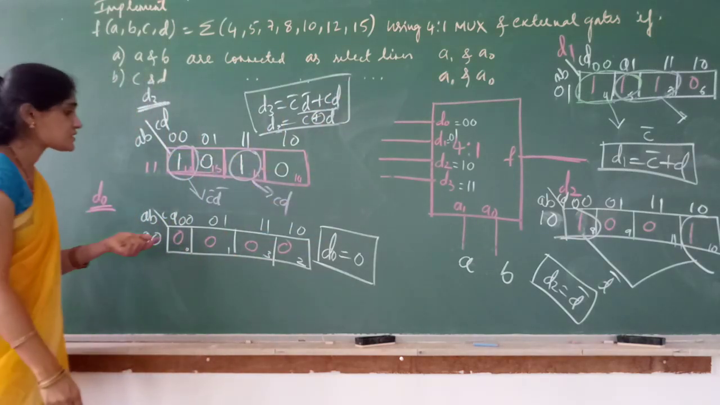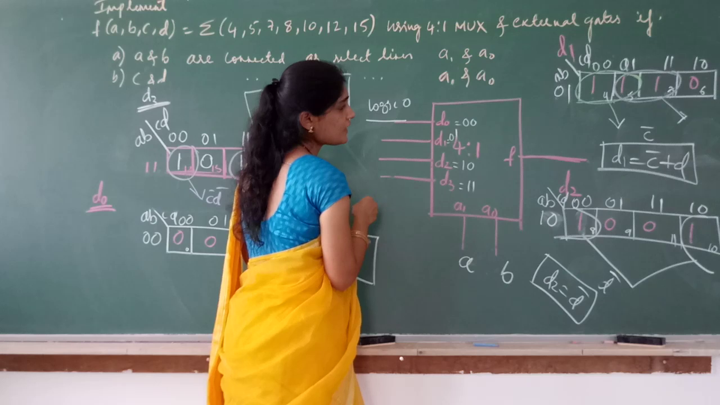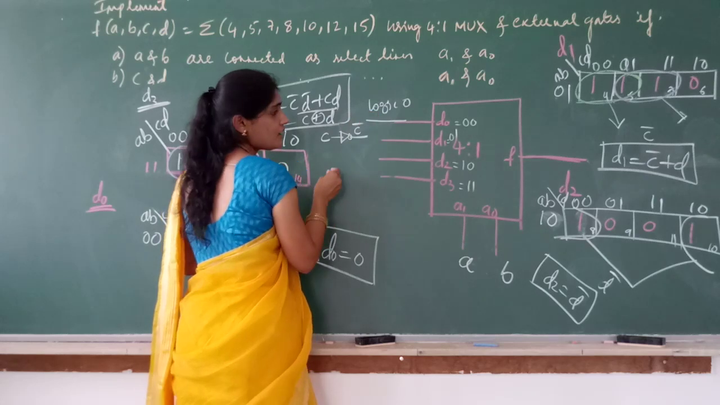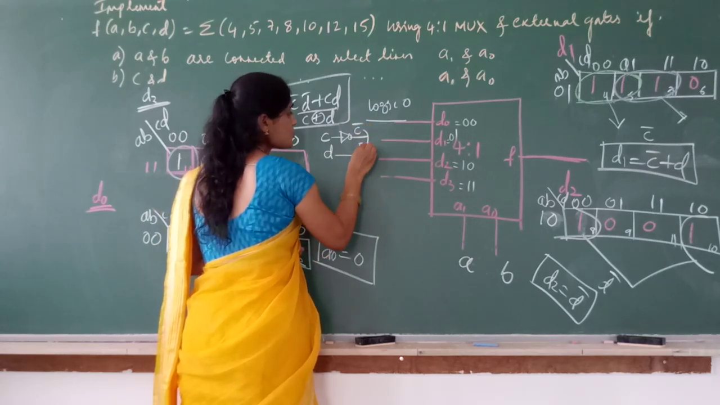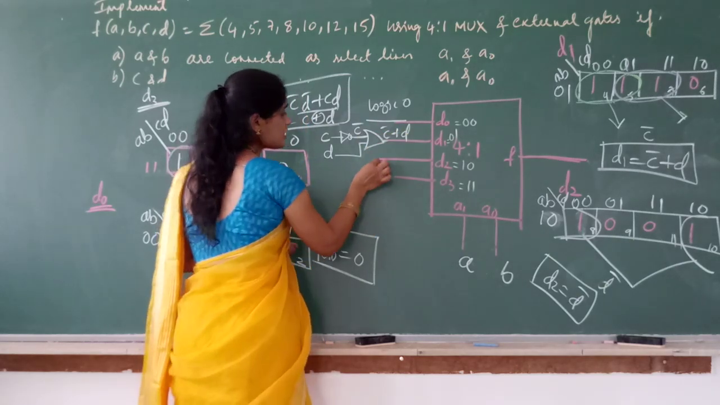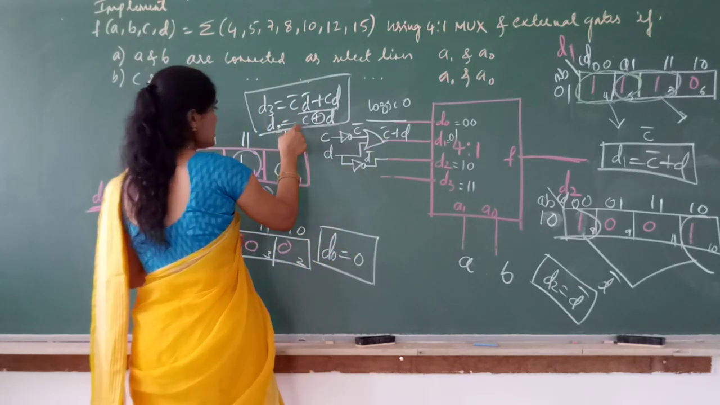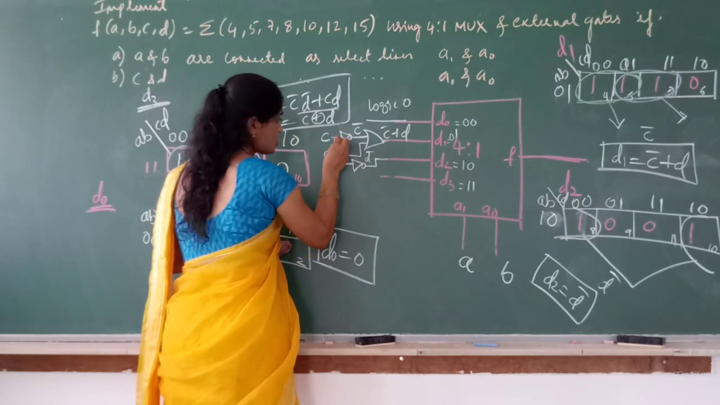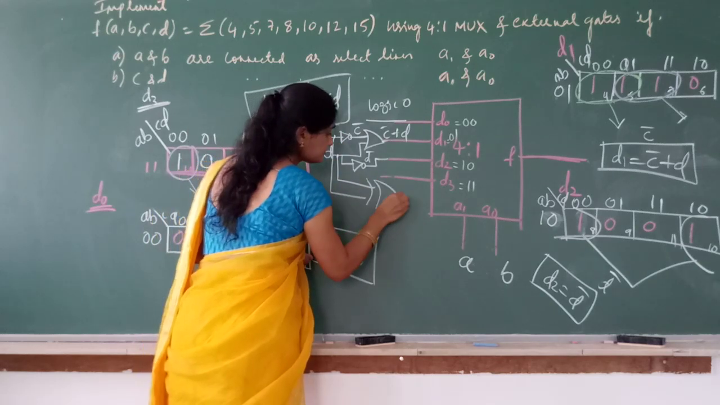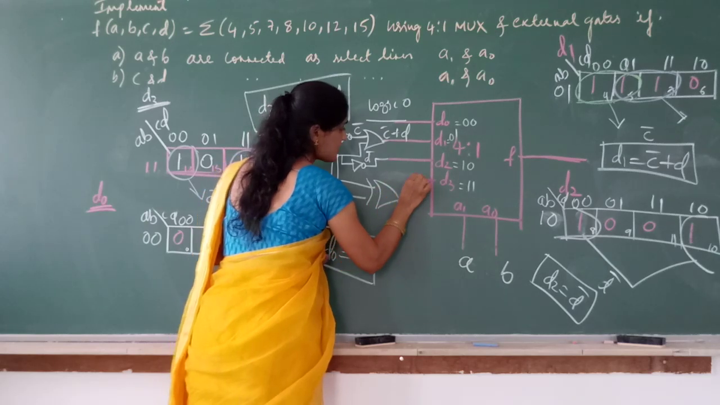Okay, so now what is D0? D0 is 0, so connect this to logic 0. What is D1? D1 is C bar plus D. Take C, NOT gate, C bar. Take another variable D and give this to an OR gate. So you get C bar plus D. What is D2? D2 is D bar. What is D3? D3 is C XNOR D. So C is here, D is here, C is here. So C XNOR D.